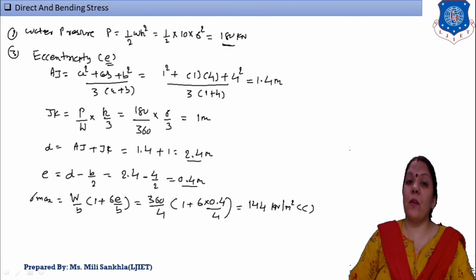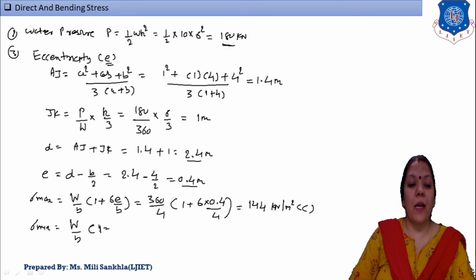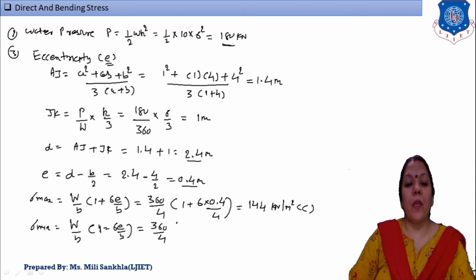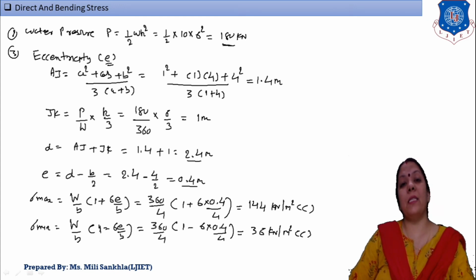Now second we find out minimum stress. Right here sigma minimum is equal to capital W by B into 1 minus 6E by B. 360 by 4 and 1 minus 6 into 0.4 by 4, and sigma minimum is equal to 36 kilonewton per meter square. Okay, here we find out sigma max and sigma minimum.